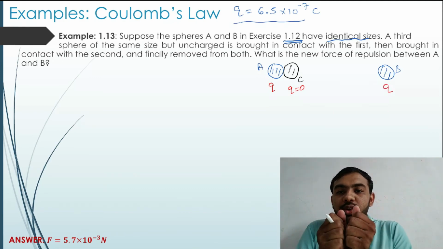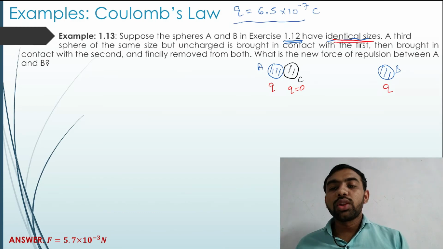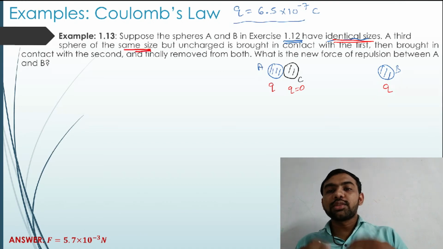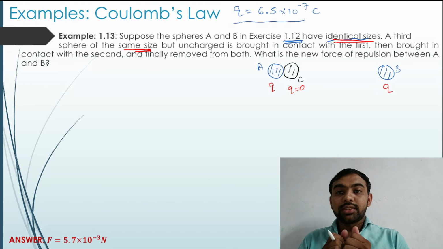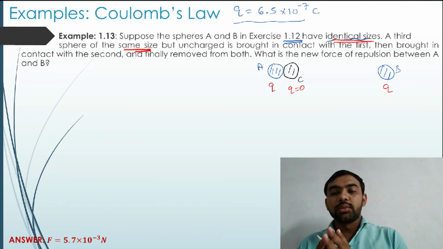If two bodies come in contact with each other, and both are identical in size, see, sphere C is the same size, so the charge becomes half and half on both spheres. When we study this case, when two bodies come in contact, charge is transferred from one body to another.